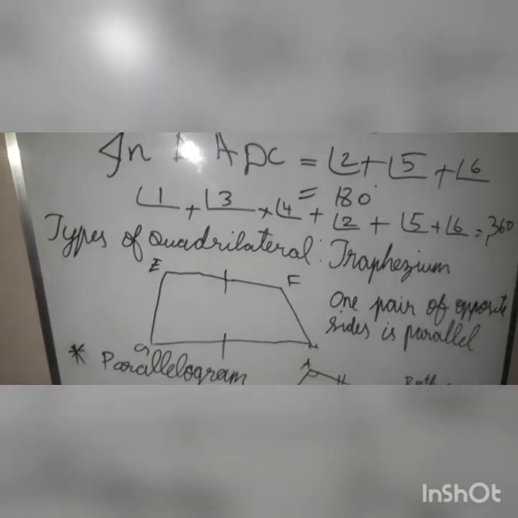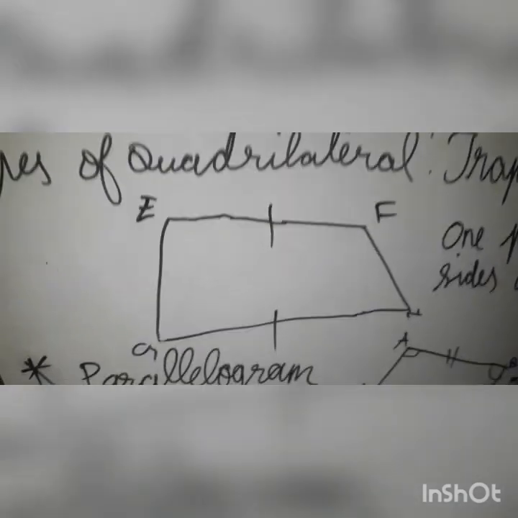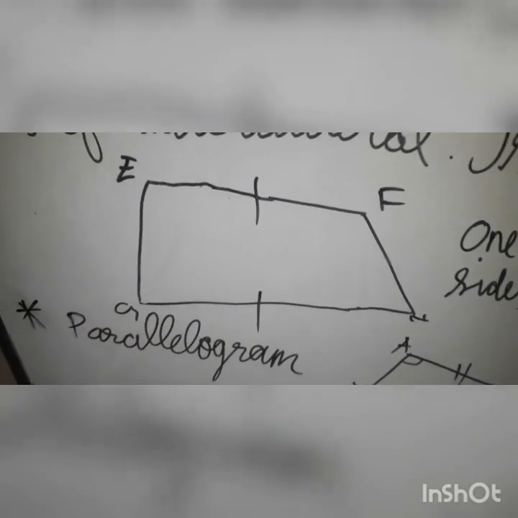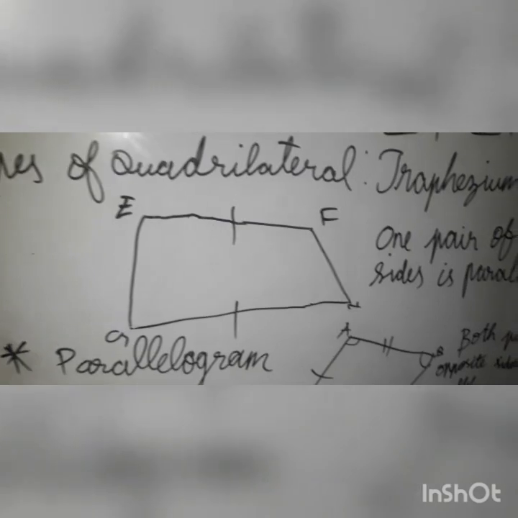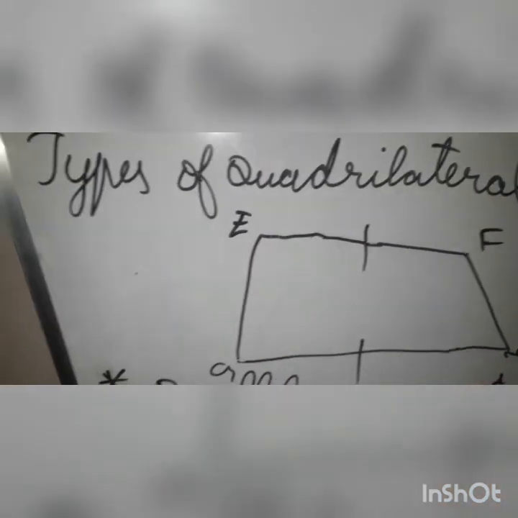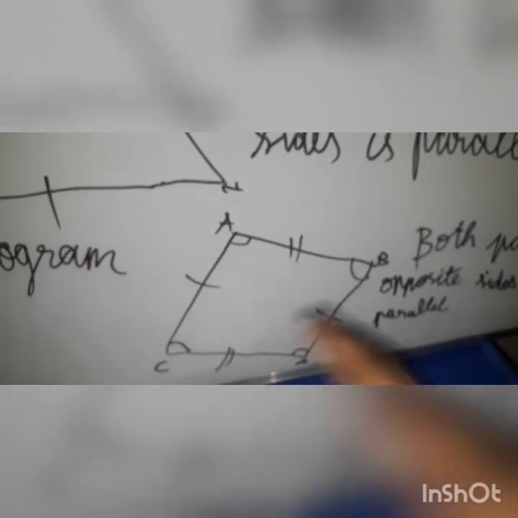So now we can go to what types of quadrilaterals there are. Okay, first one is trapezium. You have learned about trapezium in your lower classes. In a trapezium, one pair of opposite sides will be parallel. So EF and GH are parallel. The lines I put mention the parallel lines. Okay, then next, parallelogram. In a parallelogram, both pairs of opposite sides are parallel. AB and CD are parallel, and AC and BD are parallel.